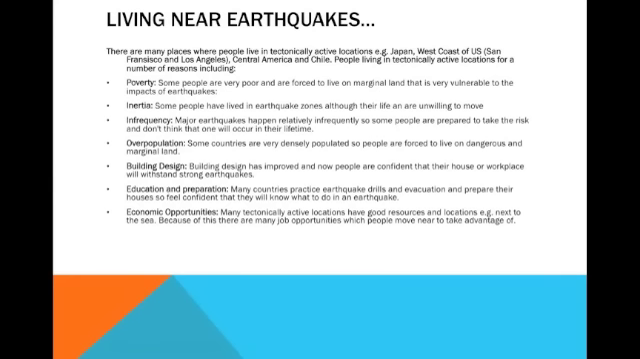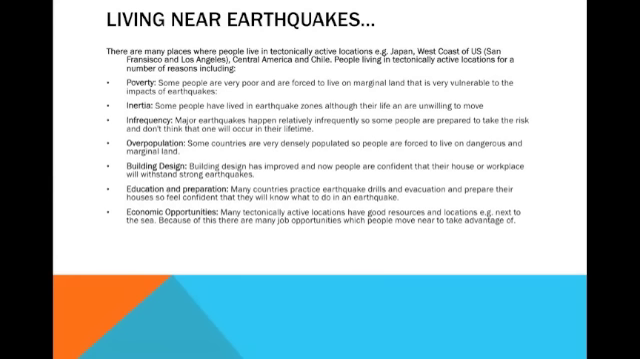Inertia. Some people have lived in earthquake zones all their life and are unwilling to move. Infrequency. Major earthquakes happen relatively infrequently, so not very often, so some people are prepared to take the risk and don't think that one will occur in their lifetime. Overpopulation. Some countries are very densely populated, so people are forced to live on dangerous marginal land. Building design. Building design has improved, and now people are confident that their house or workplace will withstand strong earthquakes.